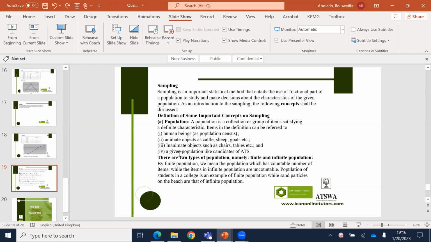There are two types of population, namely finite and infinite. A finite population means a population which has a countable number of items. At least we can count those populations. We say we have 50 goats in the compound. You can count the goats, 1, 2, 3, till you get to 50. But when they say infinite, it's uncountable. You cannot count it.